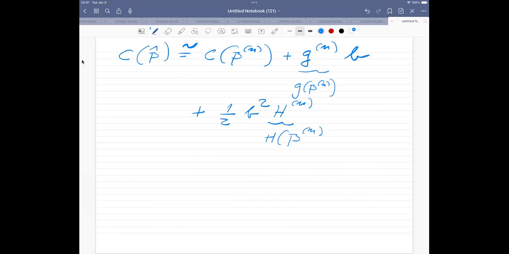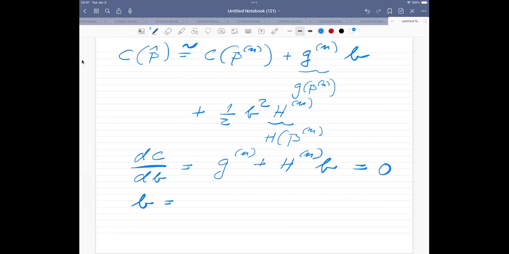And then I take the derivative. So now I require dC/db equal to 0. I take the derivative of that quantity, so I get g of n plus h of n times b, and I want that to be 0. So that means that b, which is equal to beta minus beta of n, is equal to minus h of n inverse multiplied with g of n.